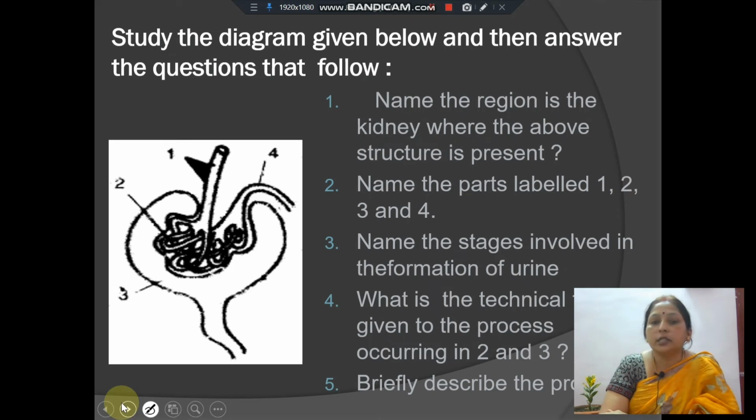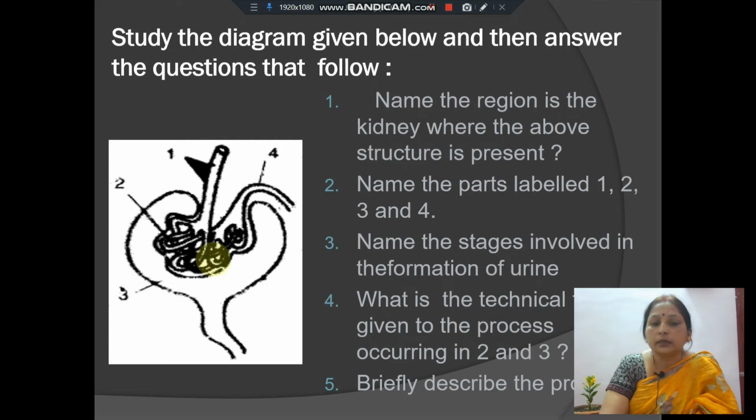The technical term is ultrafiltration. Briefly describe the process. In this process, the filtration takes place through the wall of the capillary and through the wall of the Bowman's capsule. It crosses two walls. So the process is termed as ultrafiltration.